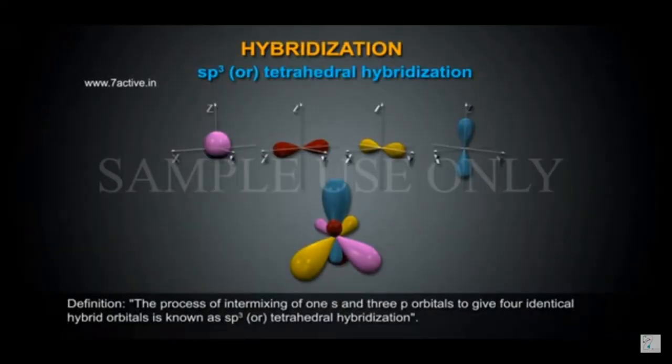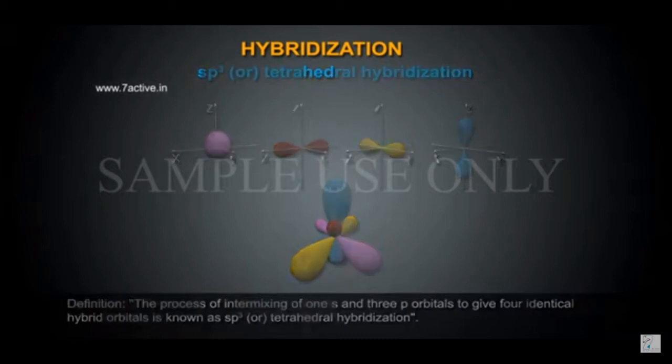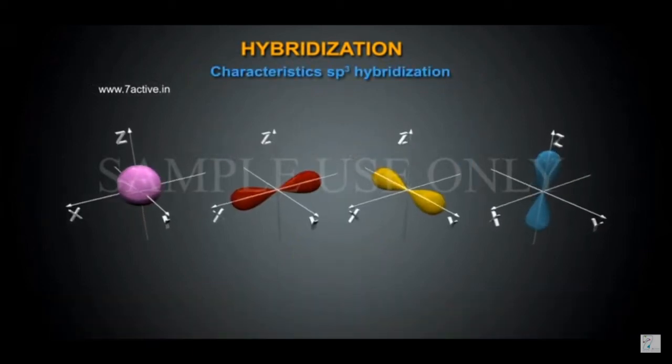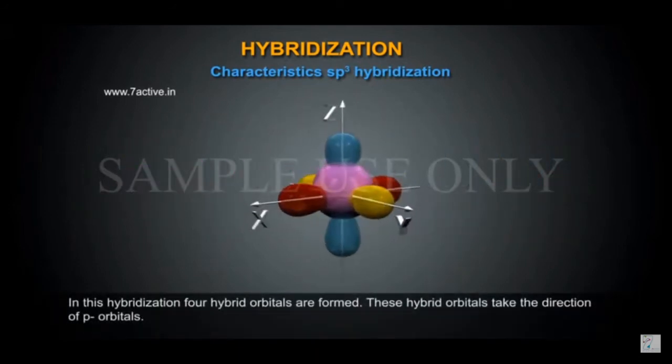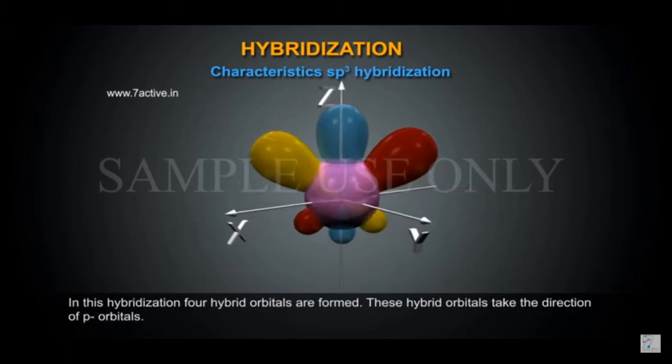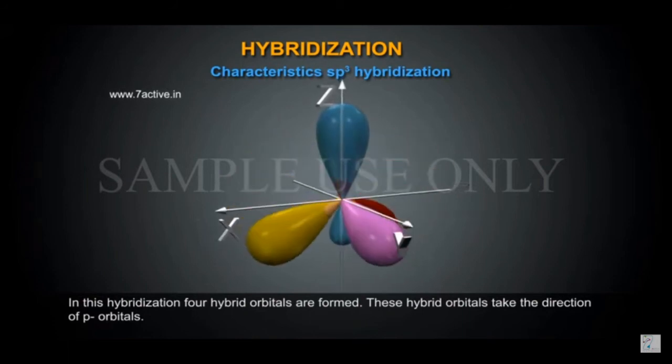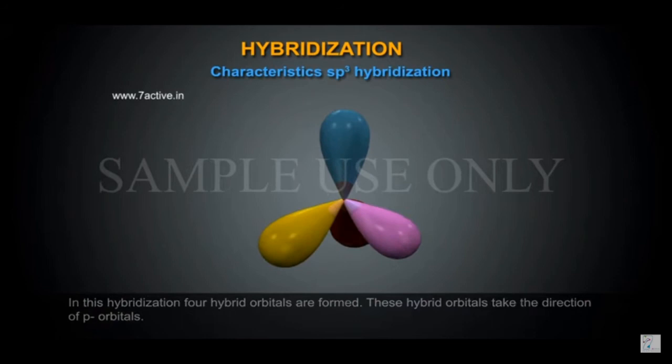sp3 or tetrahedral hybridization. Definition: the process of intermixing of one s and 3 p orbitals to give 4 identical hybrid orbitals is known as sp3 or tetrahedral hybridization. Characteristics of sp3 hybridization. In this hybridization, 4 hybrid orbitals are formed. These hybrid orbitals take the direction of p orbitals.